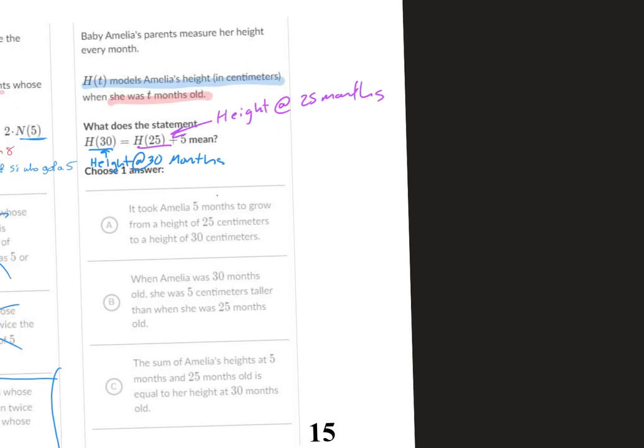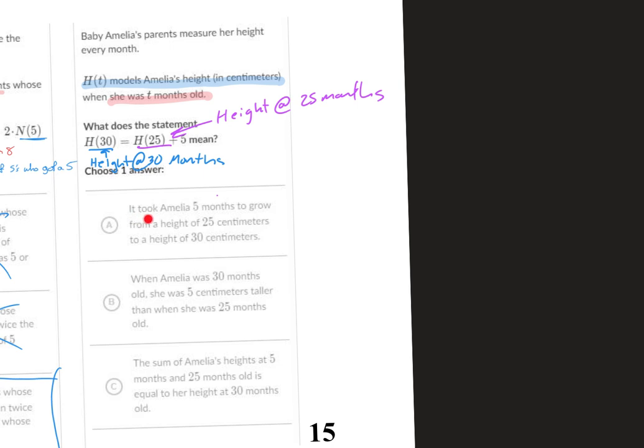Okay, so I want to point out they tell us exactly what these things mean. H of a number is going to be Amelia's height in centimeters, where T is going to be the months old, and T is the number that goes inside the parentheses. So right here, when they say H of 30, what does just that mean? Well, that must be Amelia's height at 30 months. H of 25 must be her height at 25 months. So we know that her height at 30 months is equal to her height at 25 months plus 5. So we're looking for something along those lines.